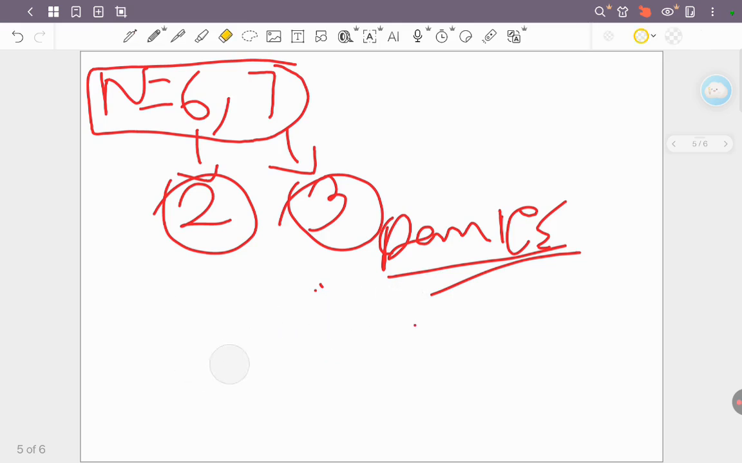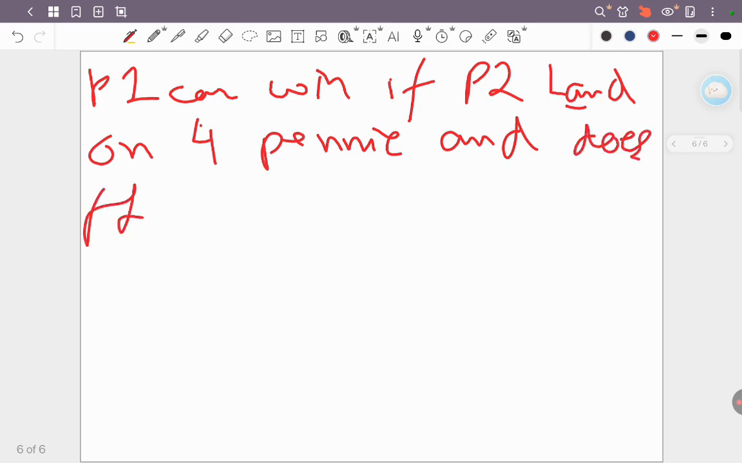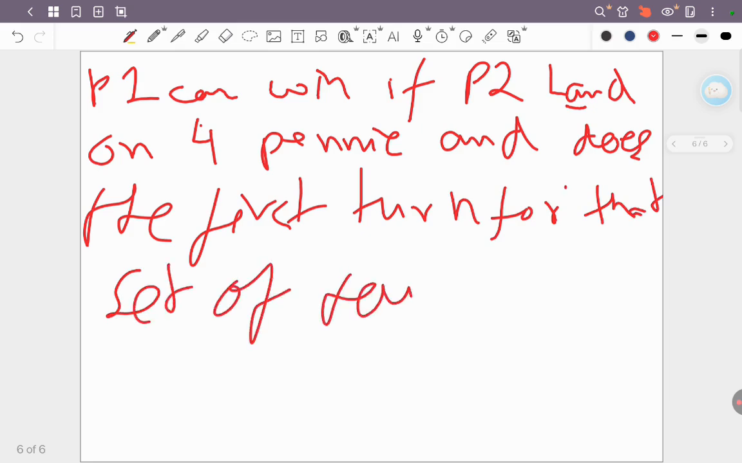Wait, let me write this on the next slide. So over here, player 1 can win if player 2 lands on 4 pennies and player 1 does the first turn for that set of 4 pennies. Okay, what does this mean?